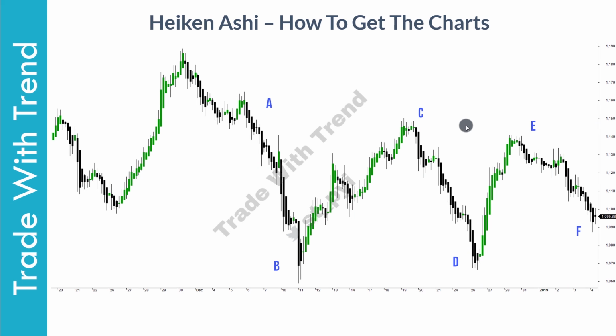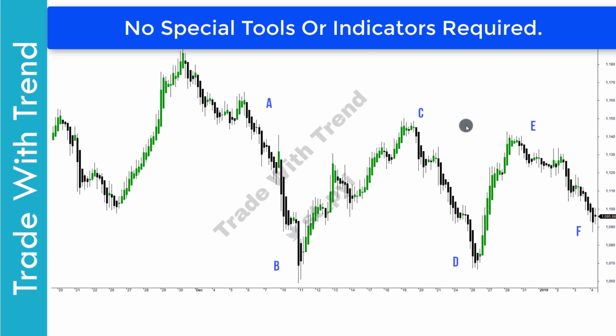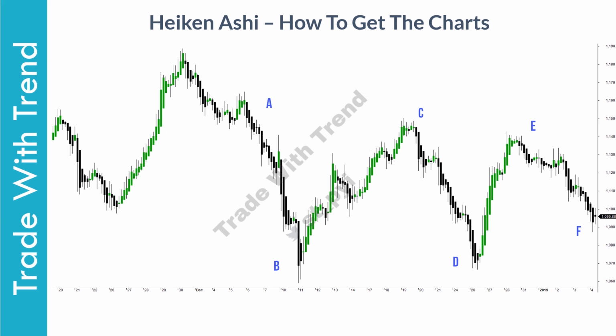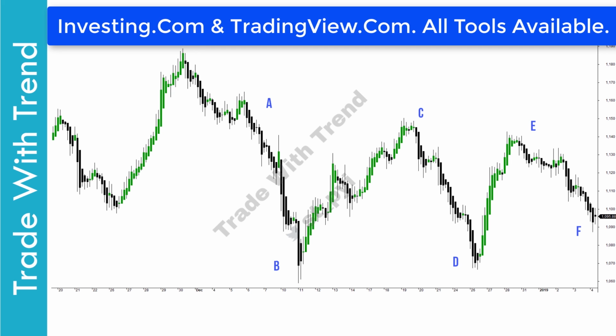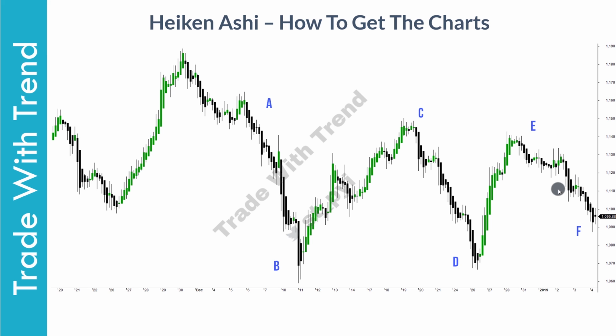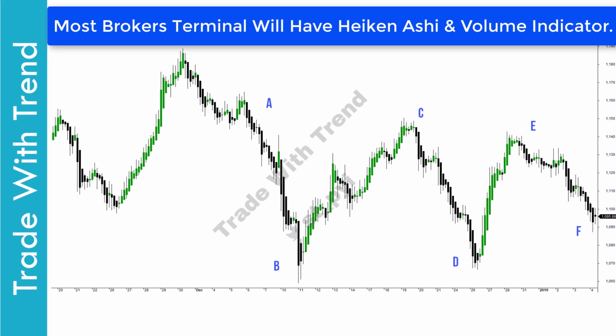So let me first list out the tools required for this trading strategy. In this Heikin Ashi trading strategy, you need Heikin Ashi candlesticks and the standard volume indicator only. Apart from these, there is no other indicator that you require. There is also no need for any special software, as these charts can be accessed for free. To access these charts, just head over to investing.com or tradingview.com and you can then access these charts.